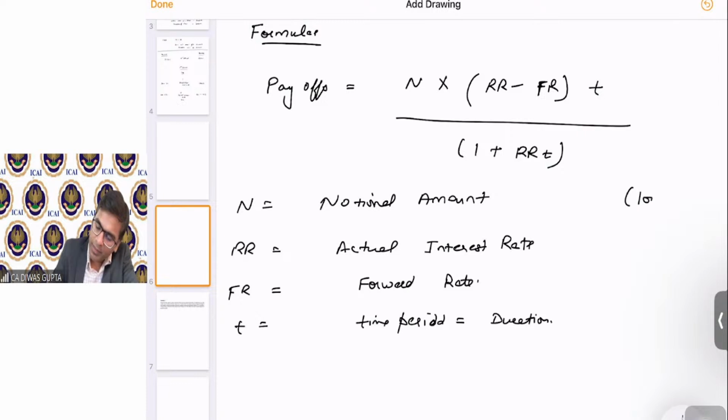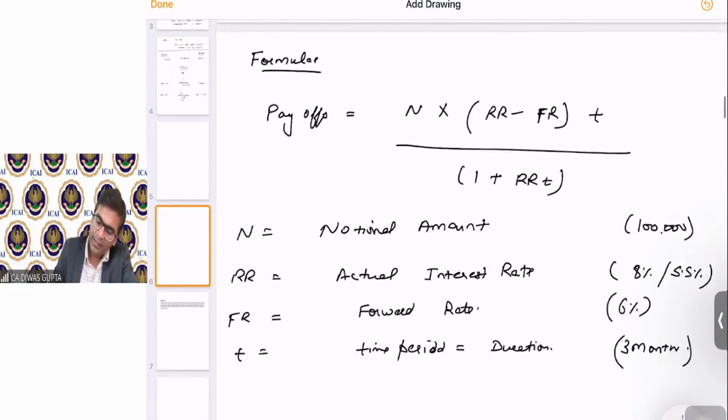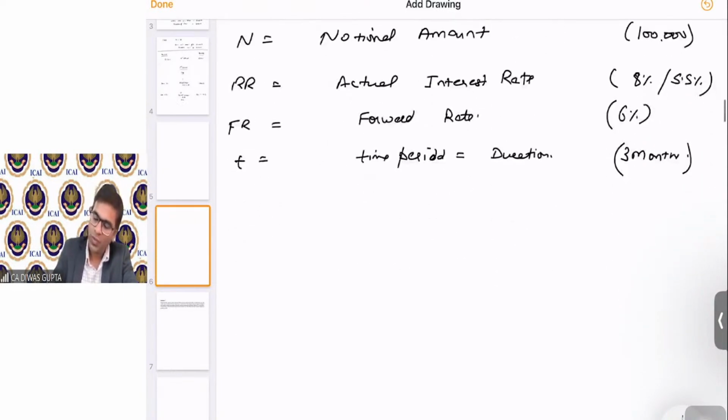So in our example, this was 1 lakh, correct? Actual interest rate, we have taken two examples, 8.5 and 5.5% students. Forward rate was agreed on the date of commitment itself, which was 6%. Time period duration was for 3 months. Ultimately, so this is the formula, students, correct? This is what we have applied.